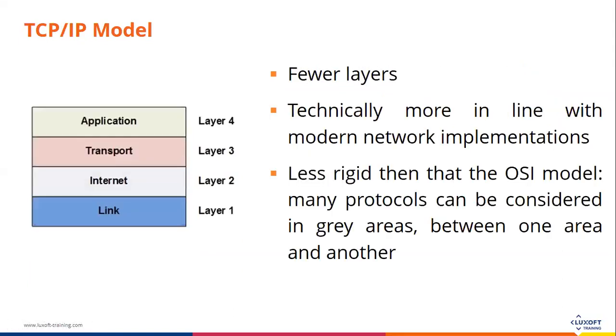Another model, which is more practical and that we are going to detail a little more, is the TCP/IP model. Of course, it is also a layered model. It has only 4 layers: link, internet, transport, and application. And it is more practical and technically more in line with modern network implementations. So that's why we are going to detail it a little bit.